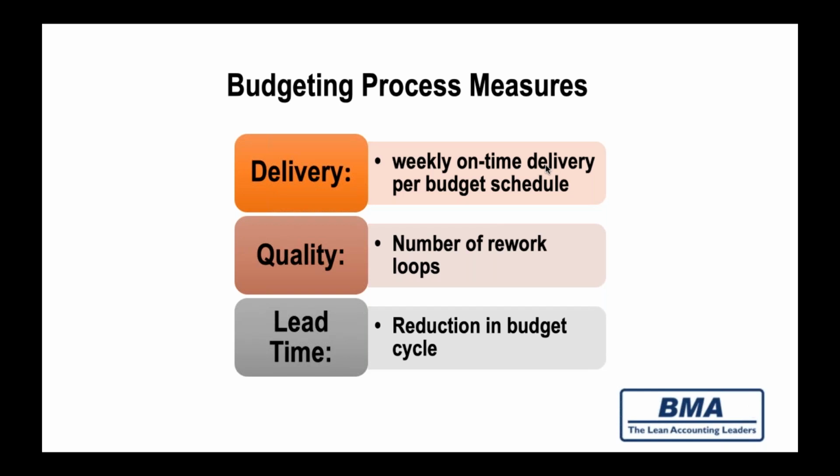Set up the number of rework loops. For example, we want to only do one review of the budget, or maybe 2 reviews. Anything greater than that is a defect. We don't expect to get it right the first time, but we also don't want endless reviews back and forth. And overall, what should be the reduction in the budget cycle from start to stop?